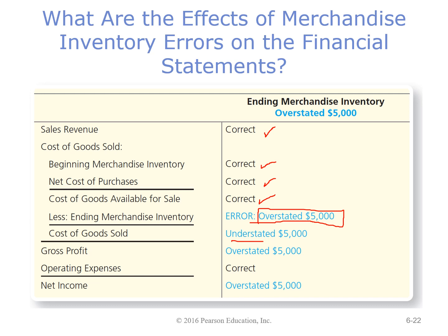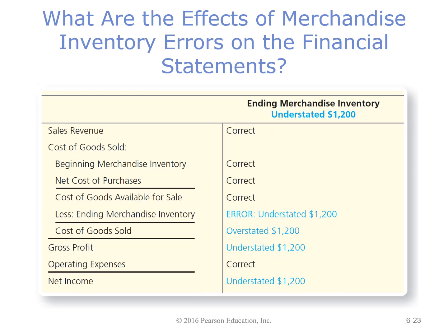And because the cost of goods sold is understated, and the cost of goods sold is to be subtracted from sales, you are going to deduct 5,000 less. So the gross profit will be overstated by 5,000. The operating expenses are correct, but the net income will end up overstated by 5,000. So one error in the ending inventory can lead to other errors in gross profit and in net income.